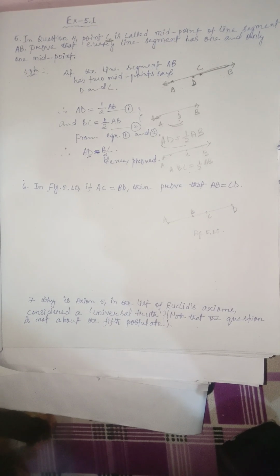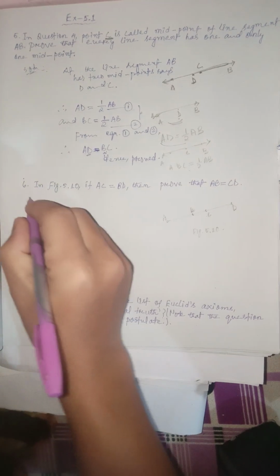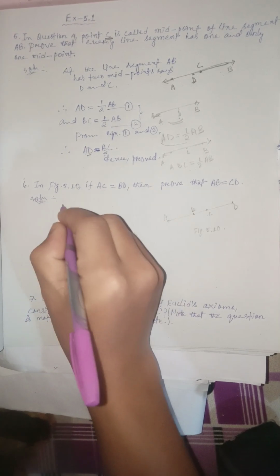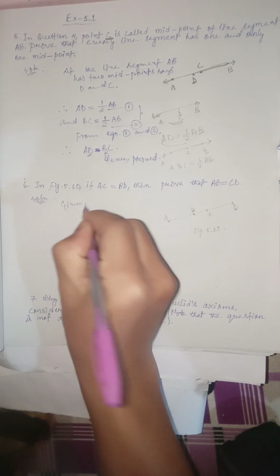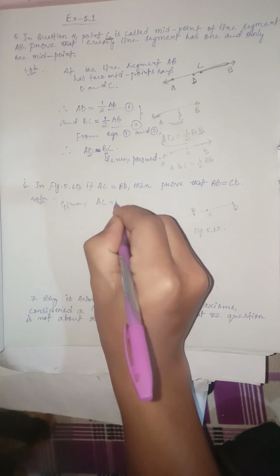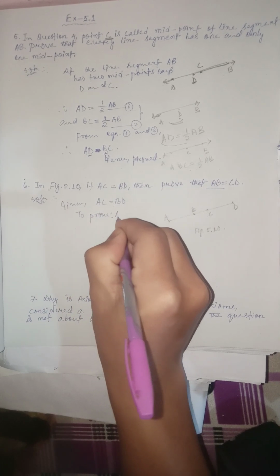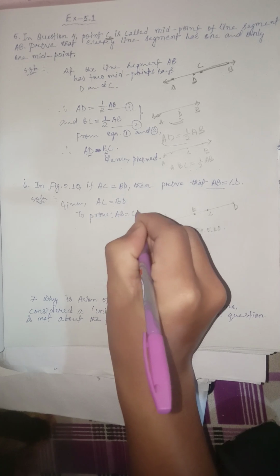In question number 6, we have a figure. If AC is equal to BD, then prove that AB is equal to CD. Okay, so these are the things we need to prove. In order to do this, first of all, let me write what is given in the question. We are given AC is equal to BD. And after that, the thing which we need to prove, let me write it here: AB equal to CD.